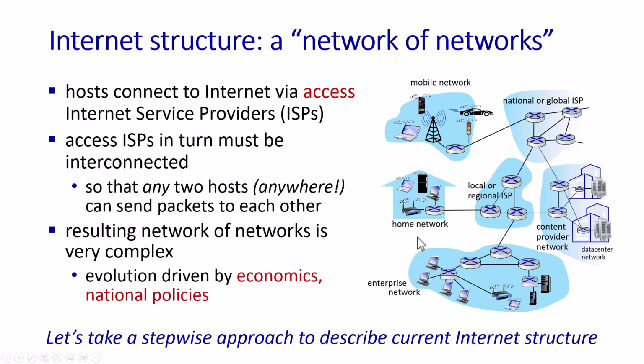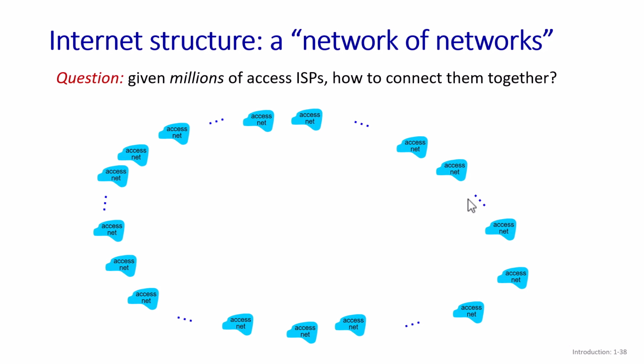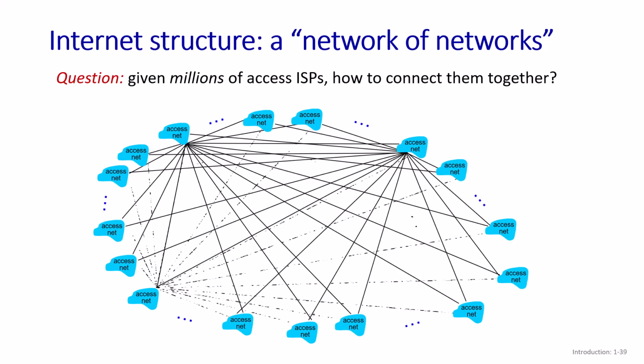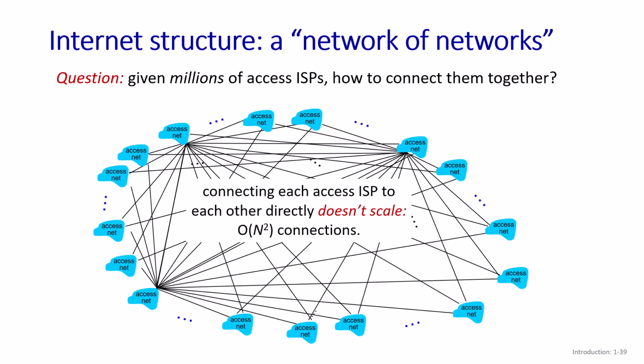Now let's take a stepwise approach to describe the current internet structure. Considering that we have millions of access networks, how are we going to connect them together? Well, one solution would be connecting each access ISP to each other directly. But this solution doesn't scale. Well, you may remember this notation from your algorithms course, which is the complexity notation. The number of links from such a mesh connection would be n squared. Well, that's a lot of connections, and it's probably infeasible.